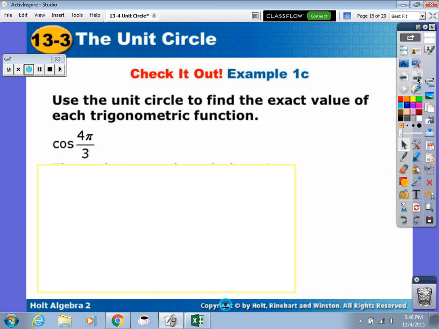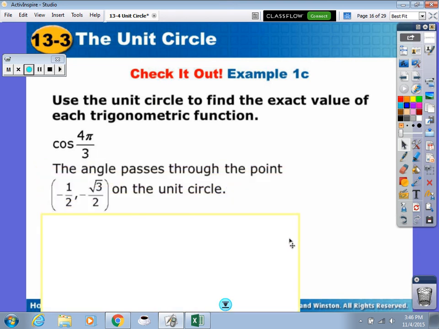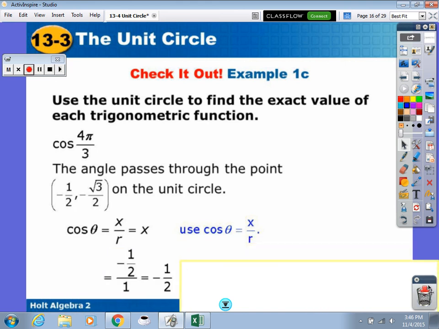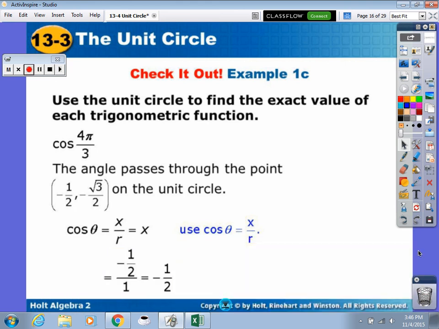Last one, go ahead and try the same thing again, this time with radian measure, cosine 4 pi over 3. Pause the video, resume when you're ready to check your work. Cosine 4 pi over 3 ends up in the third quadrant, so it passes through negative 1/2 and negative root 3 over 2 on the unit circle. We're looking for the cosine of this particular angle. Cosine is equal to the x value, so we end up with cosine of x over r, or x, which equals negative 1/2.